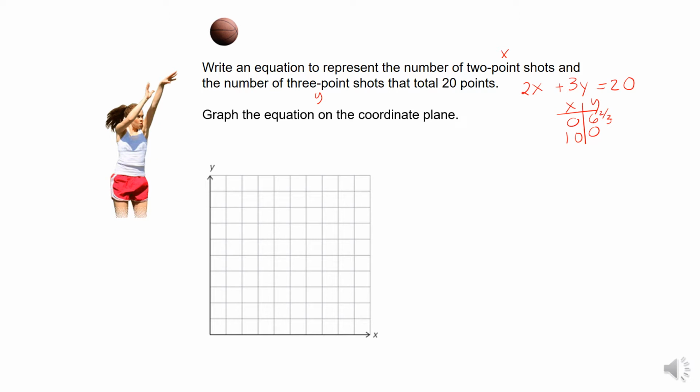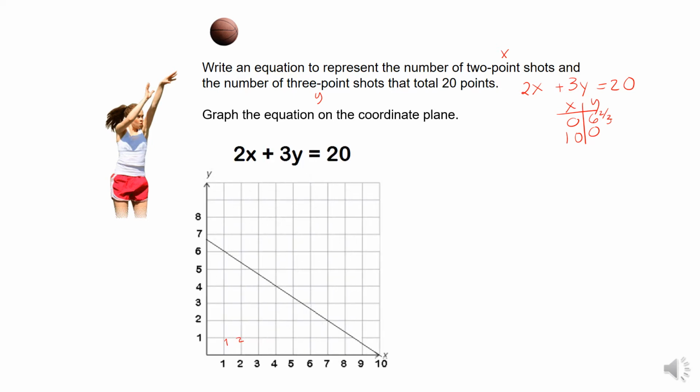And that means we can just go by ones, right? 1, 2, all the way over to 10. So let's just graph that. We're going to make it simple. And there's our equation and our graph. We can see that we put the y at 6 2/3. We had to estimate there because it doesn't equal an exact number. So this is our graph.